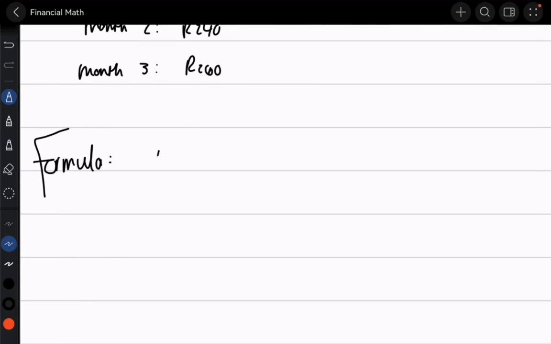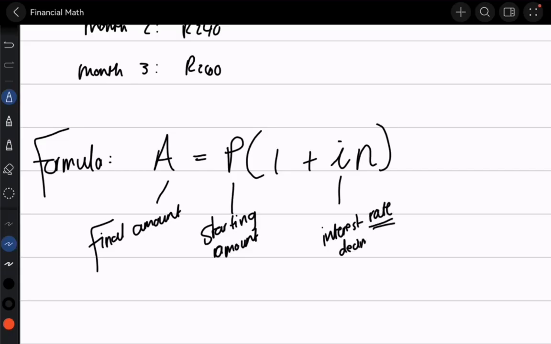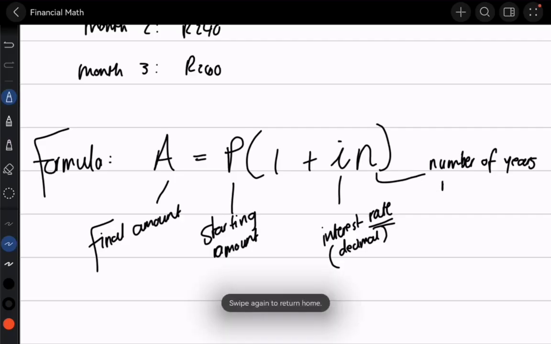So the formula for this is A equals P(1 + i × n), just like that, where A is the final amount. So how much will you have at the end? P is your starting amount, or some textbooks refer to it as your initial amount, whichever way you'd like to word it. The i is the interest rate, so it's a decimal. We'll look at some examples in a bit. And then n is the number of years or months. Okay, so that is the formula when it comes to your simple interest.